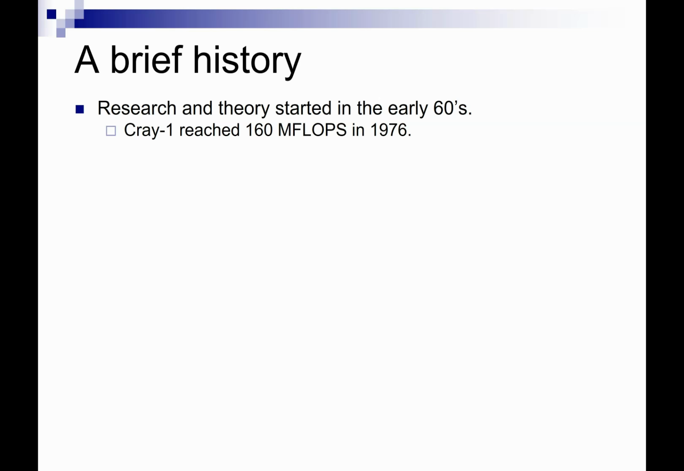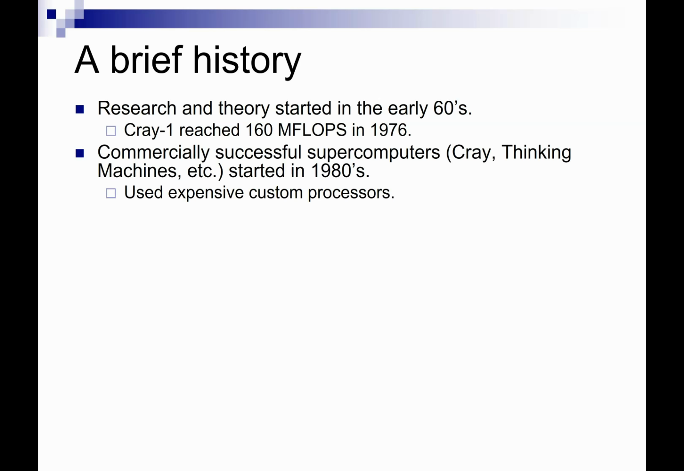By 1976, we have the first supercomputer, the Cray 1, which had a speed of about 160 megaflops, right? So it could do 160 million floating point operations per second. Okay, and during the 80s, supercomputing really flourished. There were a number of successful supercomputer companies that started up, including Cray and Thinking Machines, and many other companies.